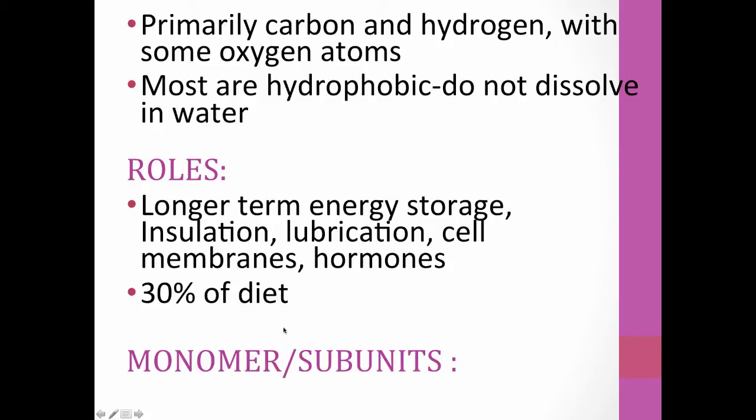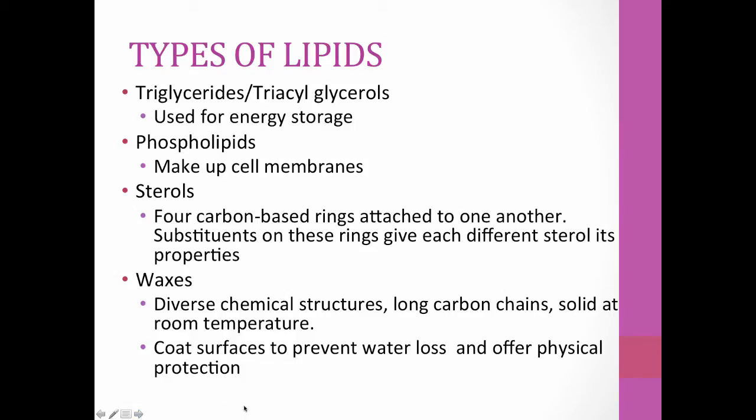and for other functions. So the monomers and subunits of lipids, they don't really have any, because even though they are big molecules, they're not polymers. And there are 4 main types of lipids. We're going to focus on these guys at various points in the semester. So triacylglycerols or triglycerides are used for energy storage. These will be important next unit when we start talking about metabolism. Phospholipids, we'll talk about this unit when we look at membrane structure. So they are what's responsible for comprising the bulk of cell membranes.